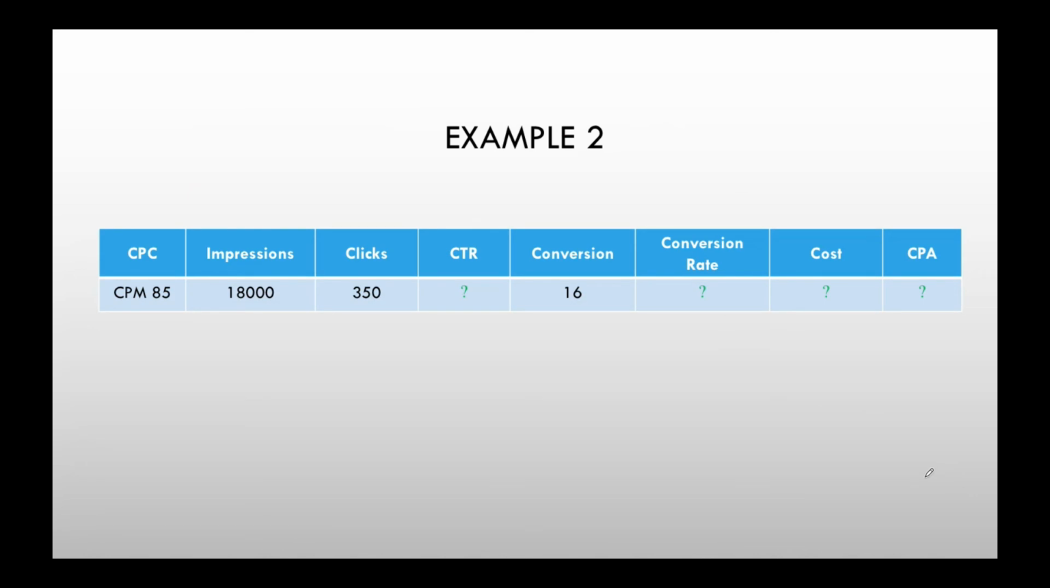So here's an example where my bid is 85 rupees, and this time I'm not paying on CPC basis, I'm paying on CPM basis, cost per thousand impressions. Impression means showing your ad. Yes, you're paying the network 85 rupees for 1000 impressions. Now your campaign is active. You're running the campaign, it is visible to people. In the process, you have got 18,000 impressions, 350 clicks, and 16 conversions.